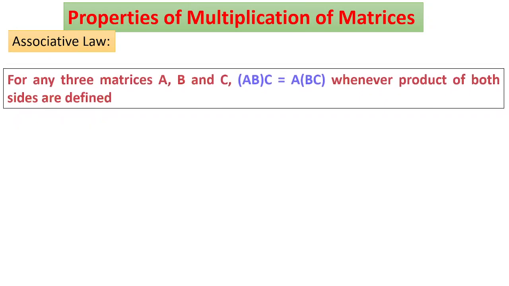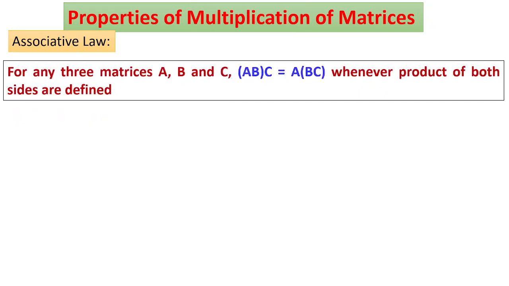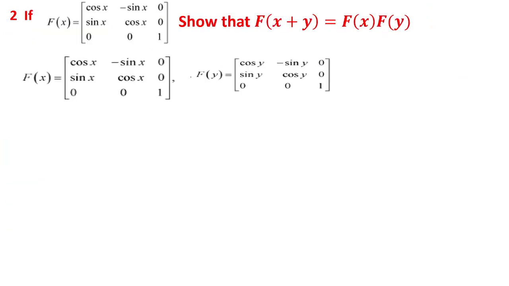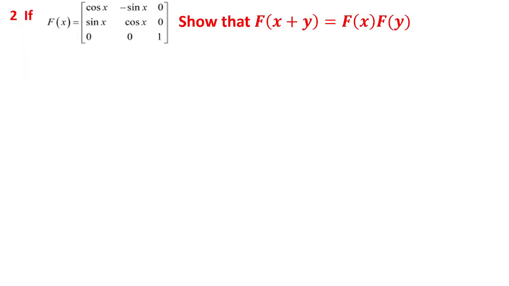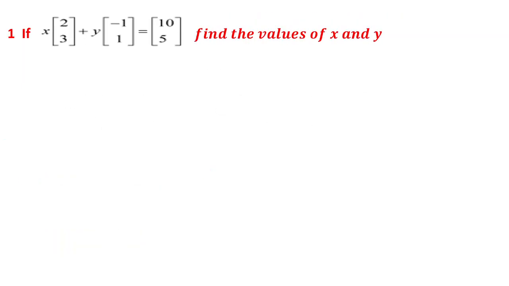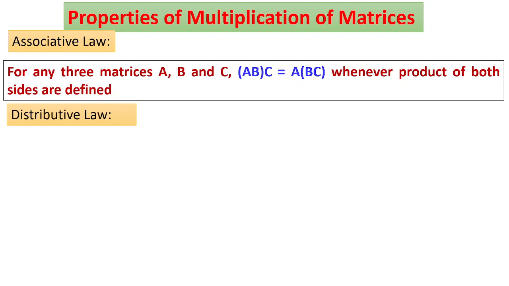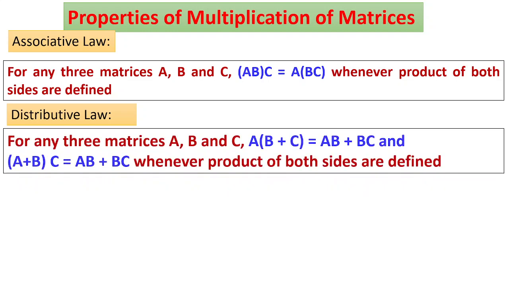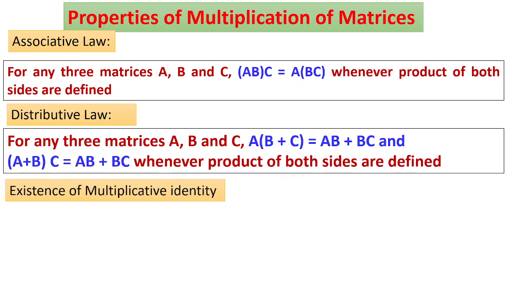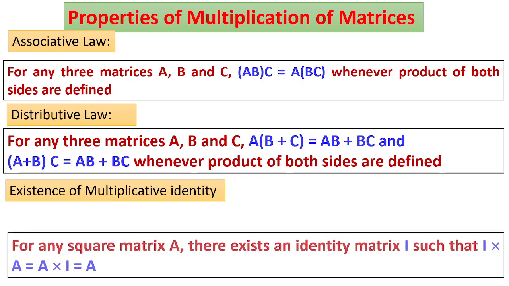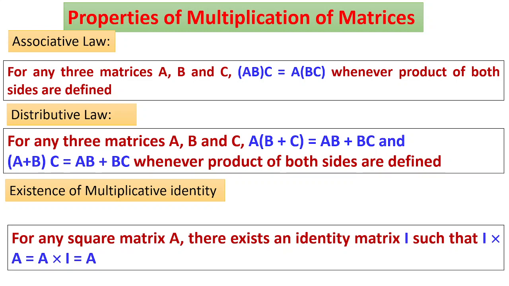Properties: associative law, (AB)C is the same as A(BC). Distributive law: suppose you have matrices which are to be multiplied, A into (B plus C) is AB plus AC, wherever the products on both sides are defined. Then the multiplicative identity: suppose you have A and I is the identity, A into I is the same as A. Okay, these are the properties of multiplication of matrices.